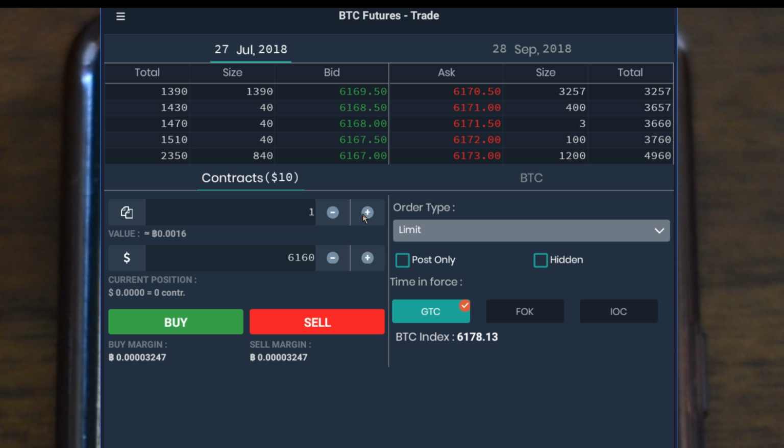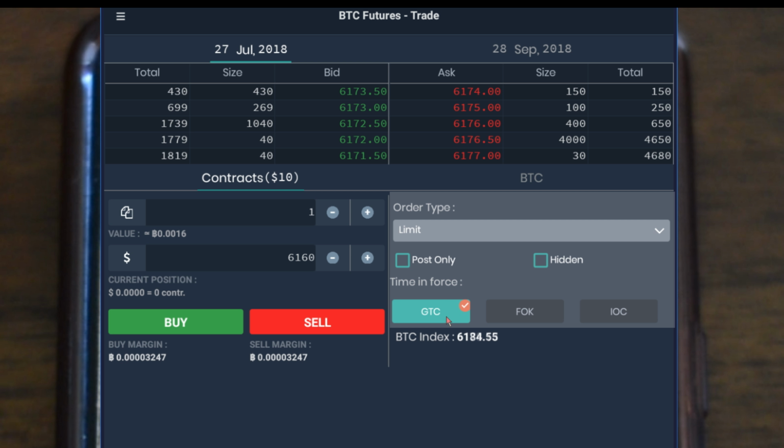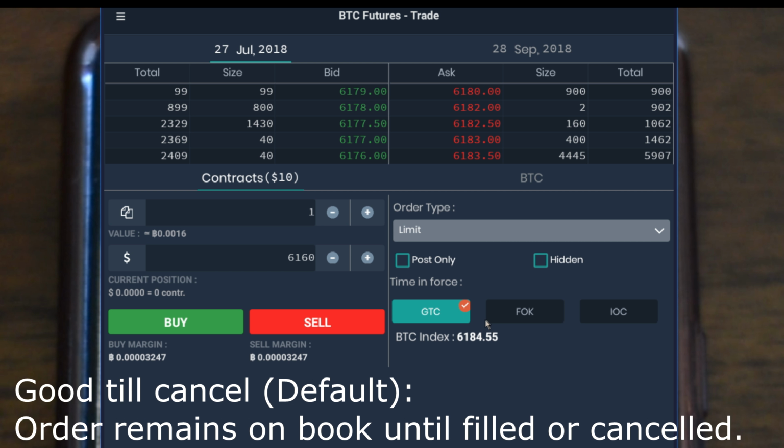Current data is available on the exchange website. To the right of the order execution buttons are the order types, including limit orders with 3 different rule sets. Good till cancel, where the order remains on the book until it's cancelled.